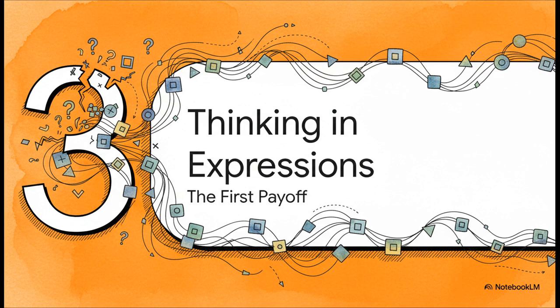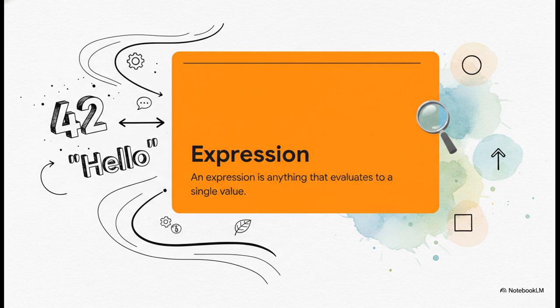Instead, you build your entire program out of something called expressions. So what's an expression? It's actually super simple. It's just anything that boils down to a single value. The number 42? That's an expression. The string hello? Also an expression. And as we're about to see, pretty much everything you write in Elm follows this simple, really powerful rule.